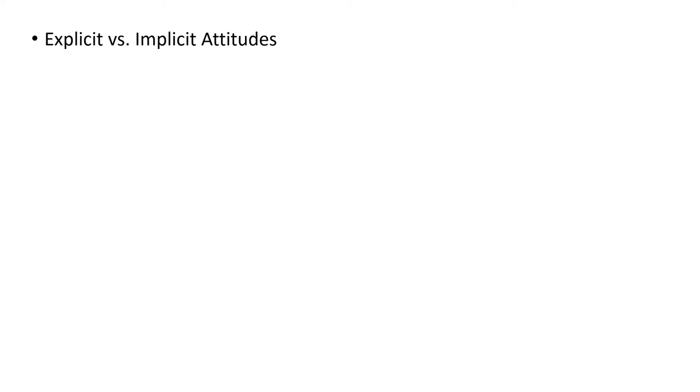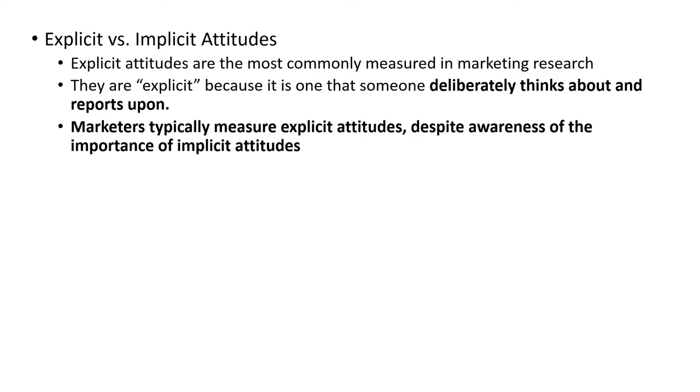So far, we've introduced you to the idea of measuring attitudes by way of two different examples. However, we need to also differentiate between explicit and implicit attitudes. Explicit attitudes are the ones that are most commonly measured in marketing research. They're explicit because it is one that someone can deliberately think about and report on. In other words, if they can fill out a survey question telling you their attitude, whether directly or indirectly, towards that object, it's explicit. On the other hand, marketers have an awareness that implicit attitudes play an important role in consumer decision making. We just don't tend to measure them as often because it's tricky.